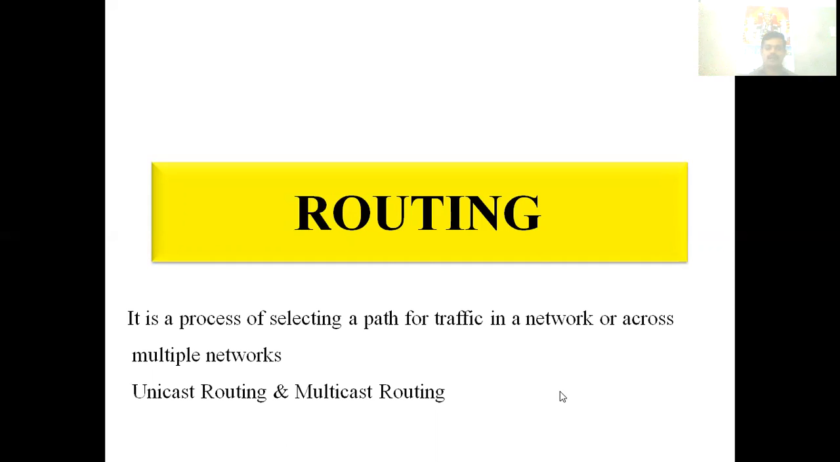There are two types of routing. One is unicast routing, another one is multicast routing. Routing from one source to one destination is called unicast routing, and if you are routing from one source to multiple destinations, then it is called multicast routing.